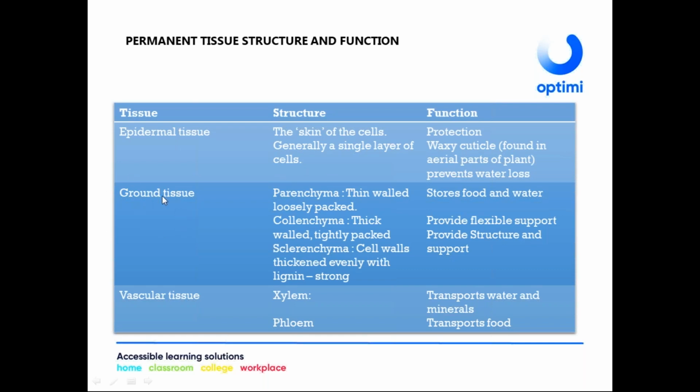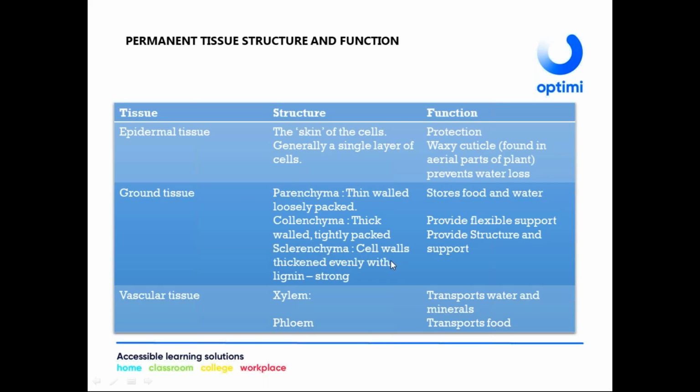Then we have ground tissue, and under ground tissue we have 3 types of tissue: the parenchyma, the collenchyma, and the sclerenchyma. The parenchyma has a thin wall and is loosely packed, and one of its functions is to store food and water. The collenchyma is different because it is thick-walled and tightly packed together. Its function is to provide flexible support and to provide structure.